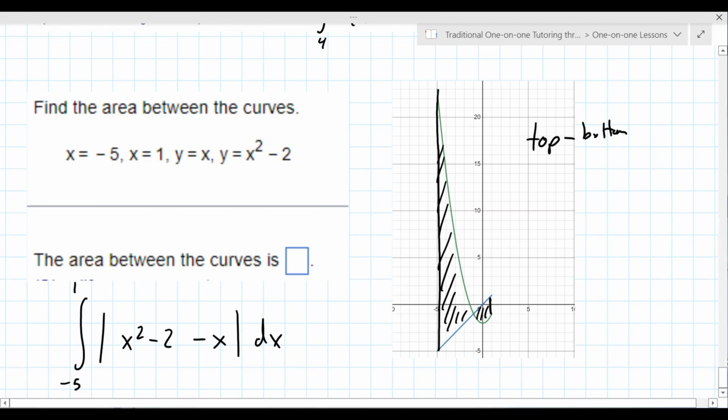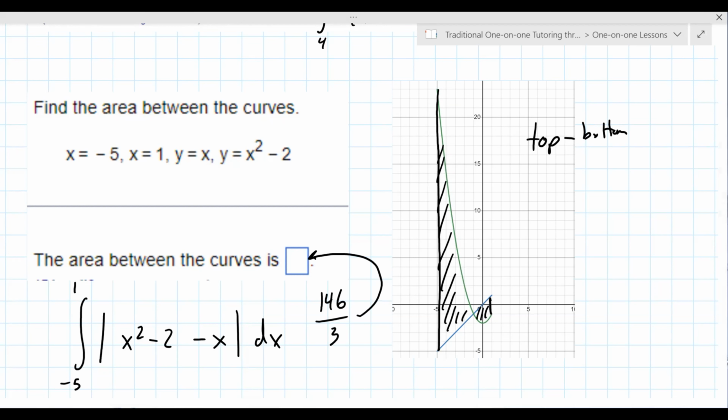So just go to our calculator again and get a number out. -5 to 1, x squared minus 2 minus x. Okay, so this becomes 146/3. So you're noticing more kind of non-friendly answers as we move into this part of the course. Okay. All right.